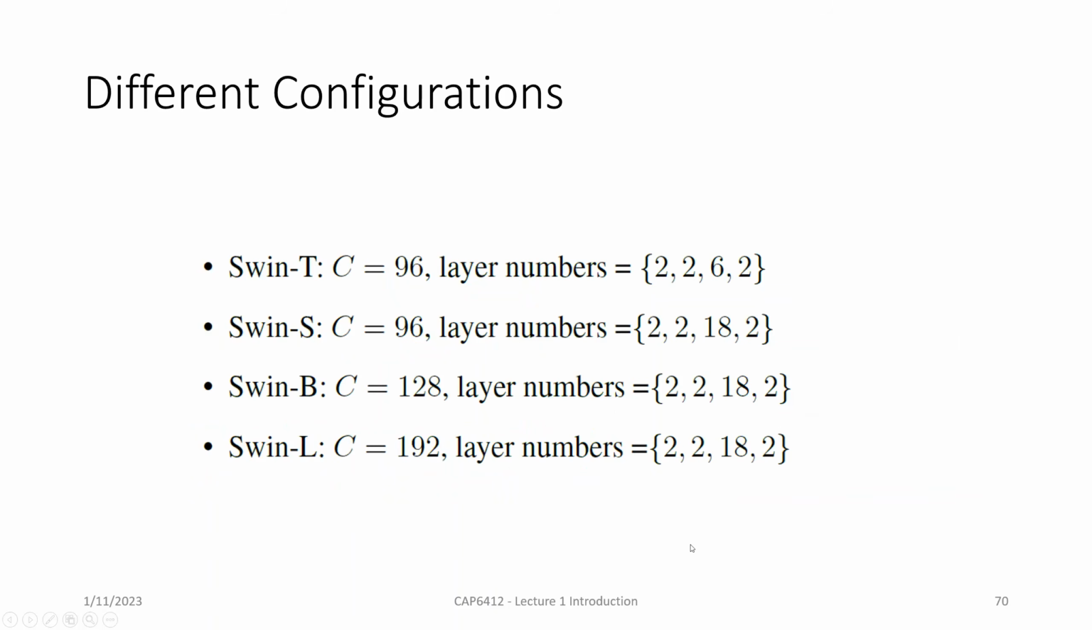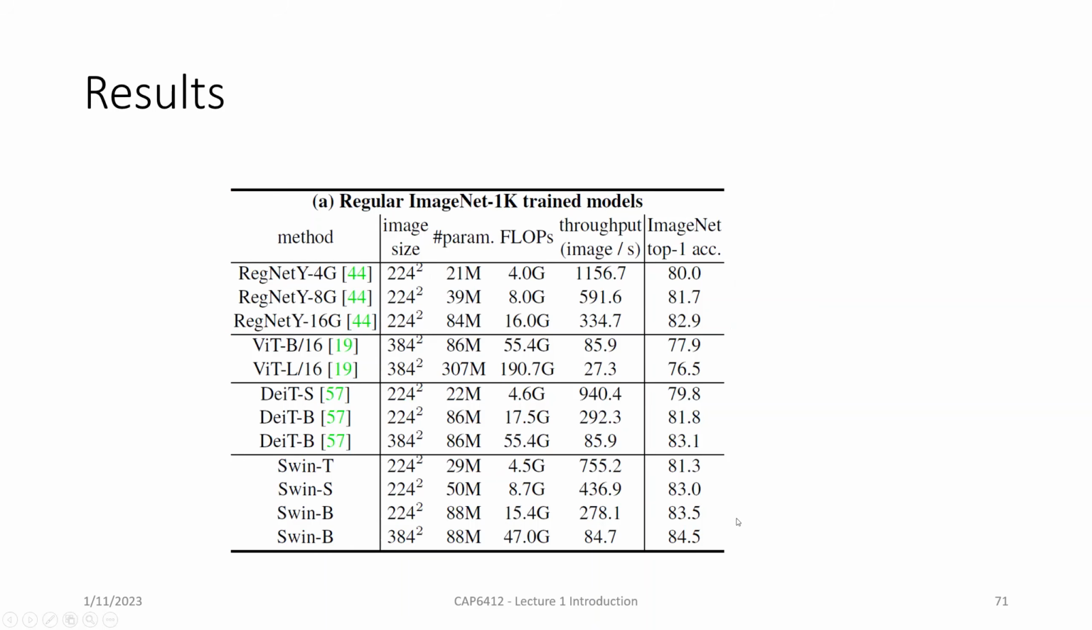Okay, so they try these different versions, Swin tiny, Swin small, and so on. C is 96, and then 128, and so on, and different numbers of these layers, 2, 2, 6, 2 and 2, 2, 18, 2, and so on. So they got good results, which are shown here, and these are the different parameters and all those things.